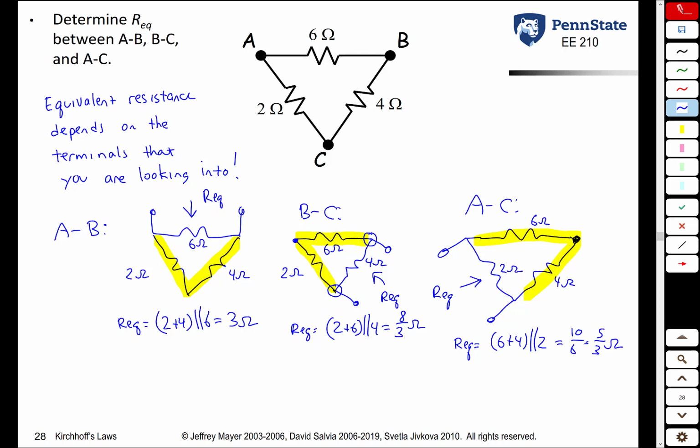So this example illustrates a very important point. To determine the equivalent resistance of a resistor combination, you have to take into account where that resistor combination is connecting up to the rest of the circuit. Is it connecting up between points A and B? Is it connecting up between points A and C? Or is it connecting up between points B and C?